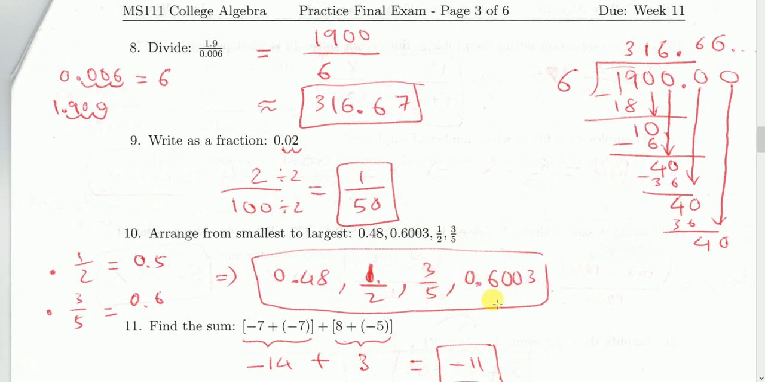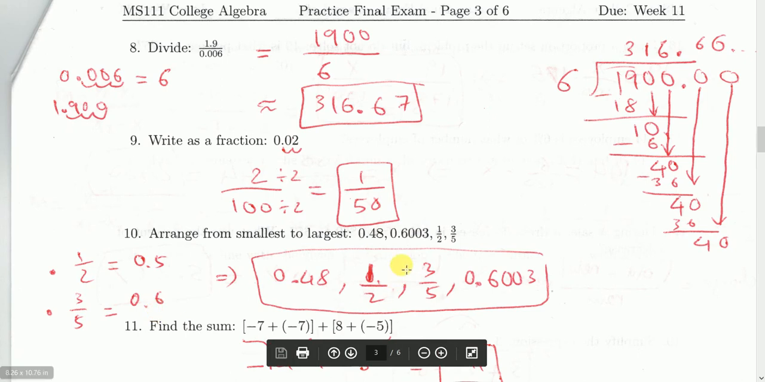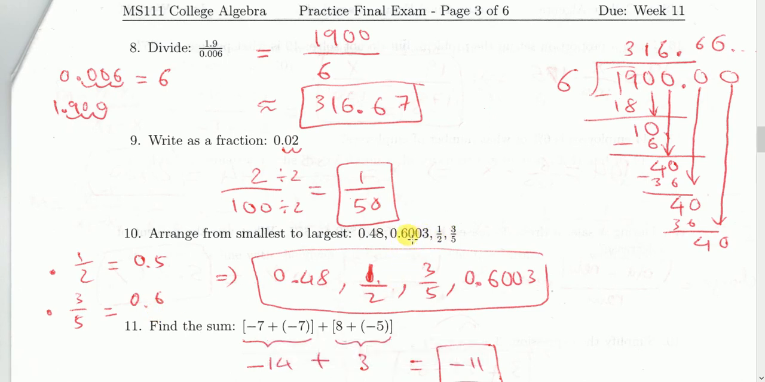And then the largest is 0.6003. 0.6 is less than 0.6003 because this has another value after the 6. So this is the largest. But you have to write the original numbers for 0.5 and 0.6, which are 1/2 and 3/5.